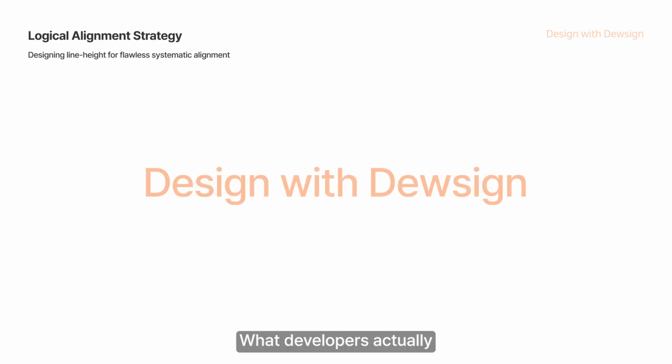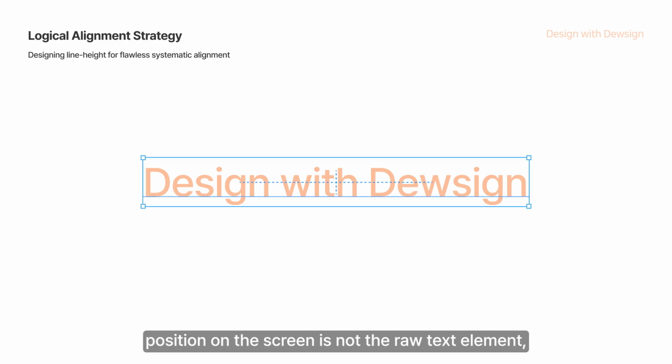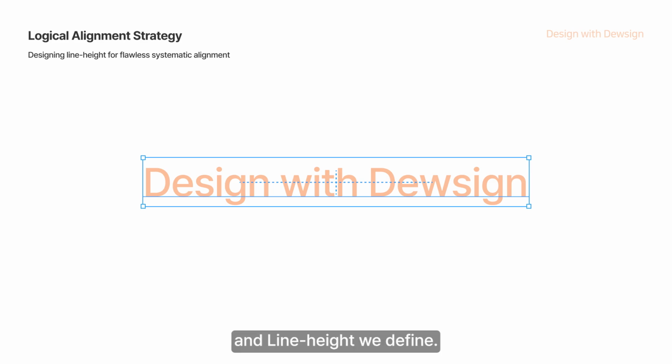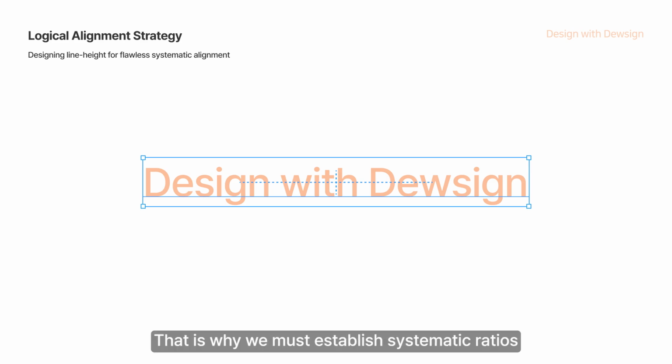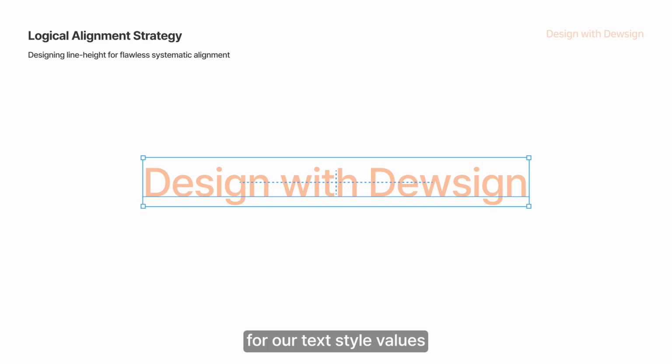What developers actually position on the screen is not the raw text element, but the bounding box shaped by the letter spacing and line height we define. That is why we must establish systematic ratios for our text style values to keep the box sizes consistently managed.